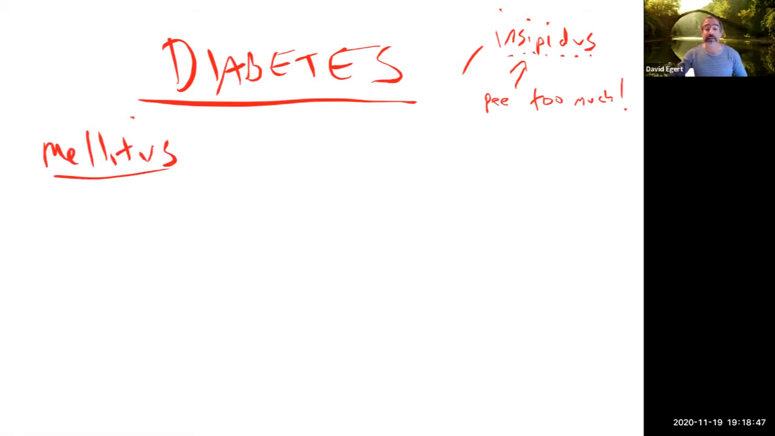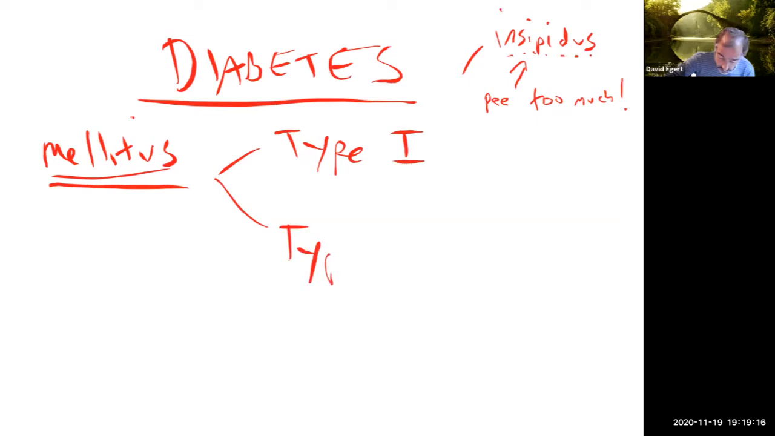Mellitus means sweet because the urine usually has sugar in it, so it tastes sweet. This is, I think, way before there were multi-sticks. Somebody could taste the urine a little bit, and if it was sweet, sugary, that would be a sign that diabetes is happening. There are two different types of diabetes mellitus. There's type 1 and type 2. Type 1 is more of an autoimmune one where your body attacks the little islets of Langerhans in your pancreas and you don't make insulin.